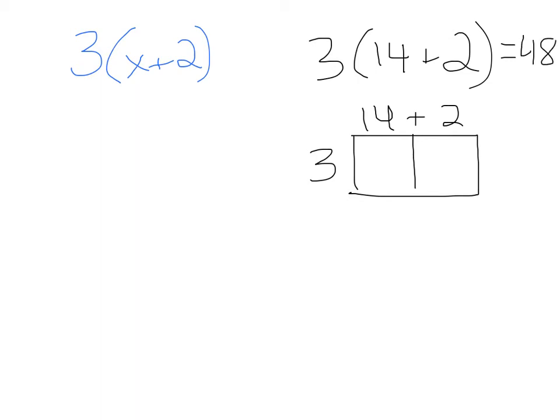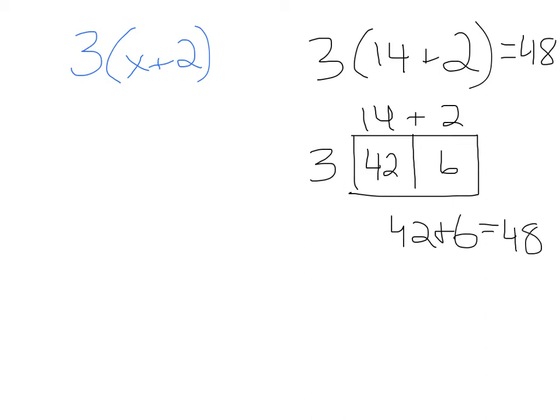3 times 14 is the number 42. That's the area of that piece. 3 times 2 is 6. When I add 42 plus 6, my solution is 48. So I am correct. The area is still the same.